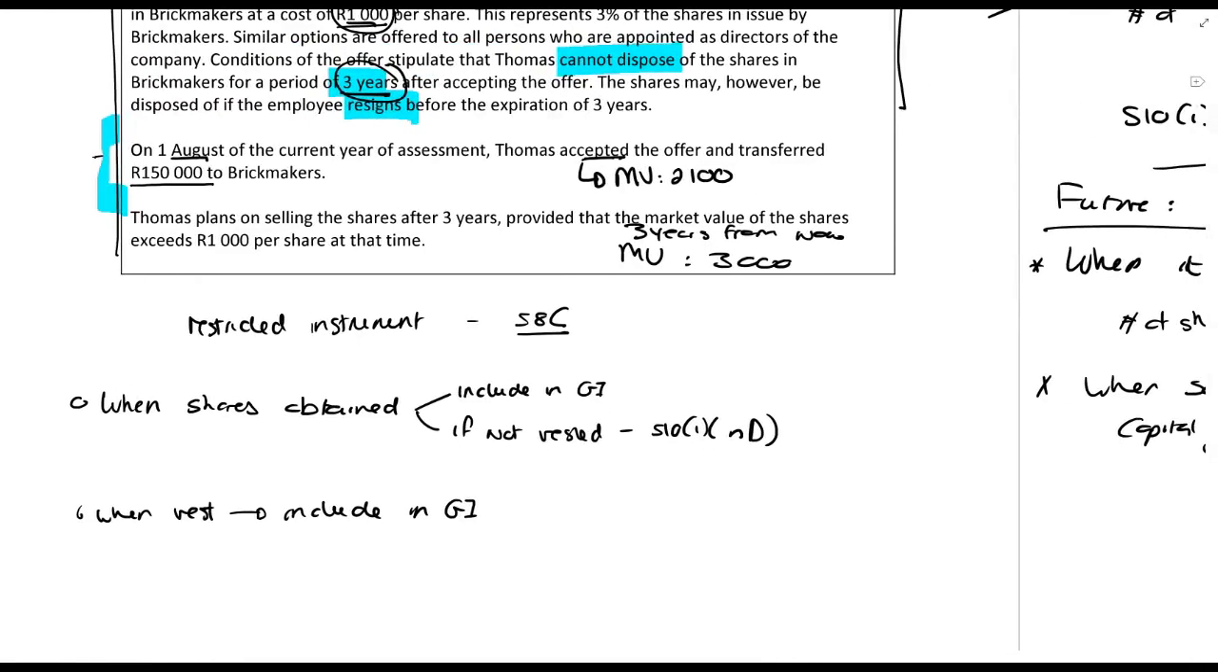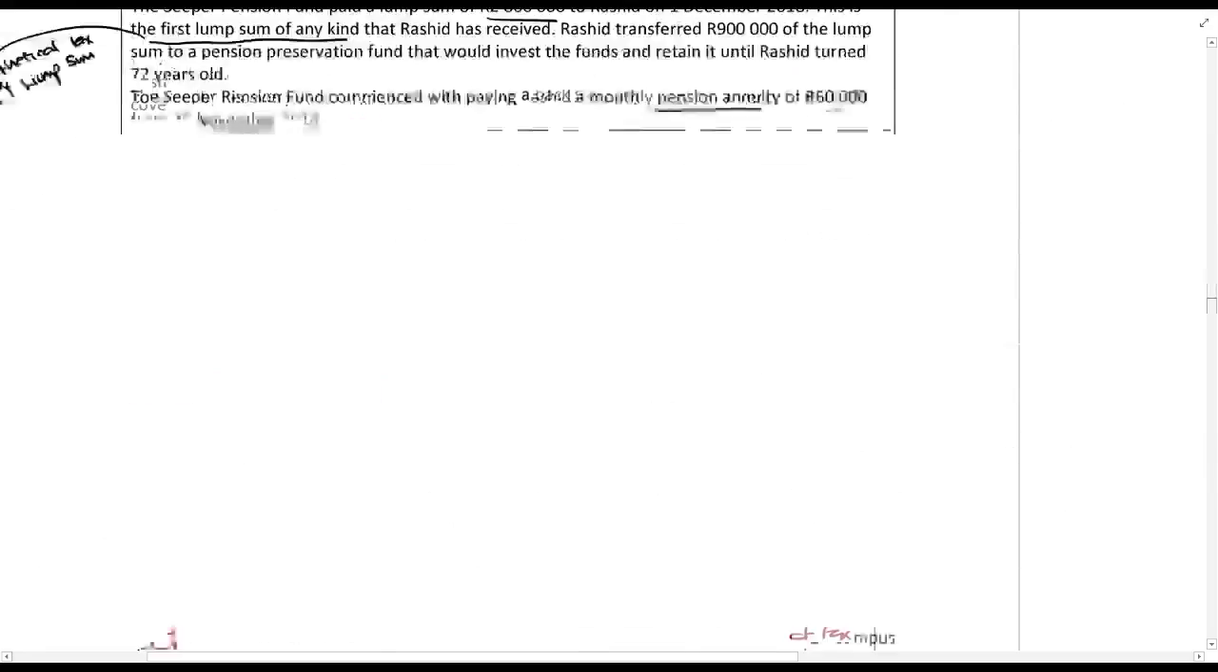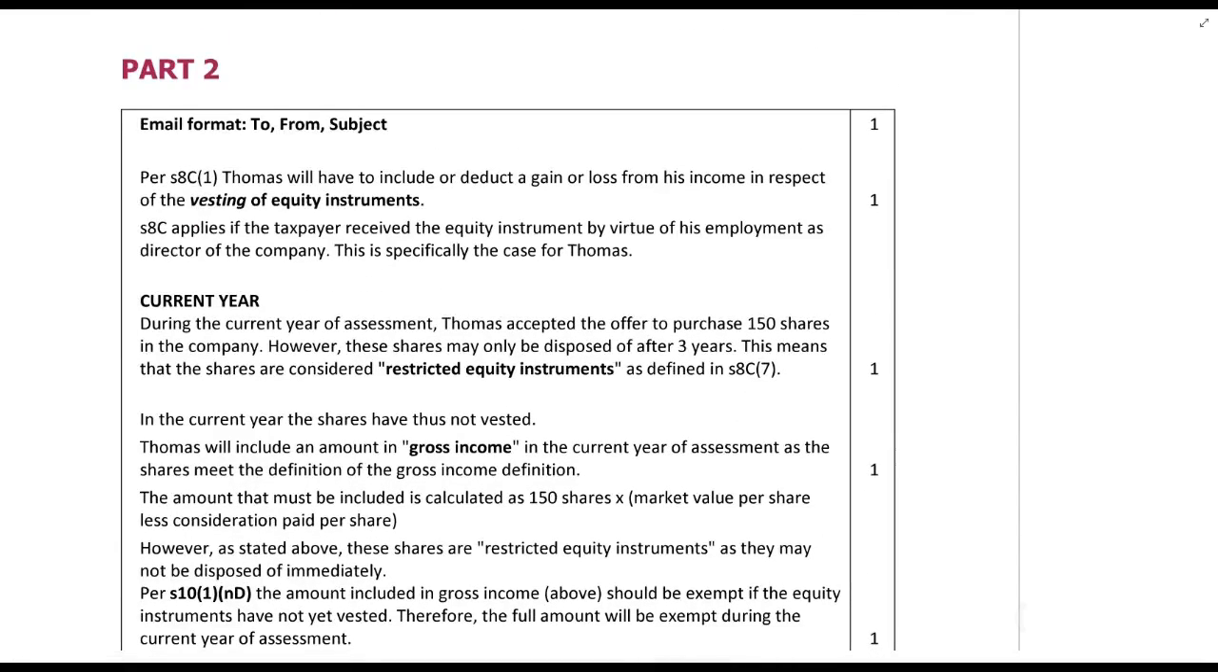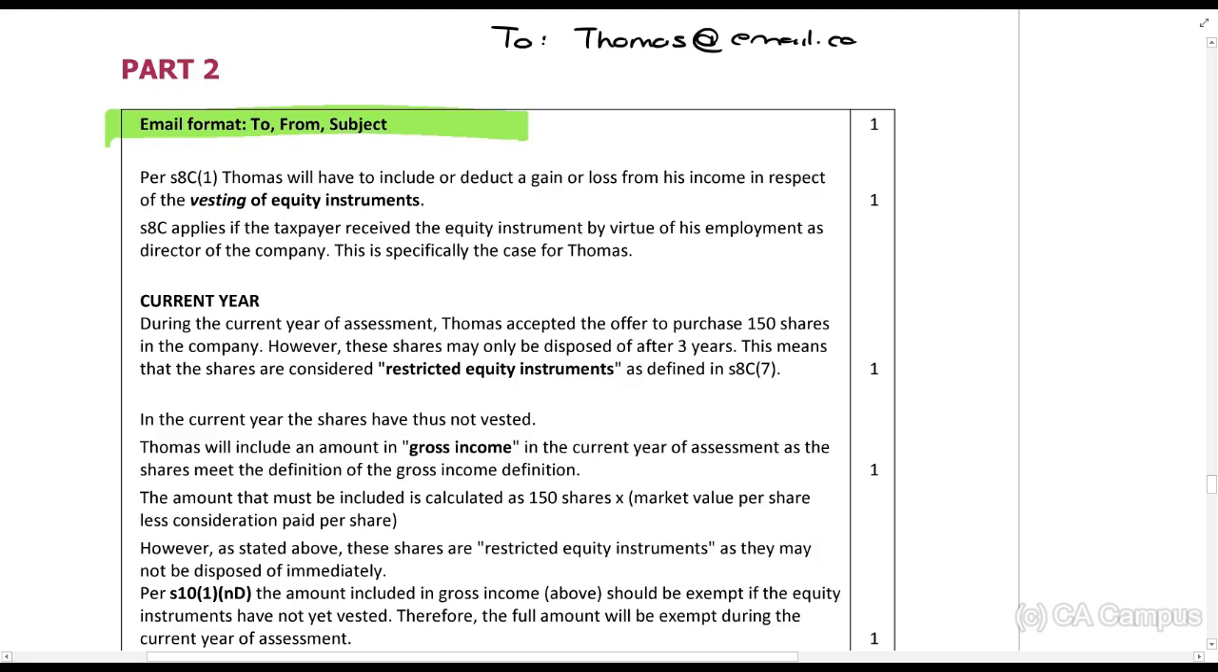So guys, just to take you to my solution, I'm going to quickly talk through it. First of all, very important guys, they ask you to do an email, so you have to give an email format. I didn't show it here, I just obviously tell you to do it, but you should say to thomas@email.com from student@email.com. Subject: advice on share options.